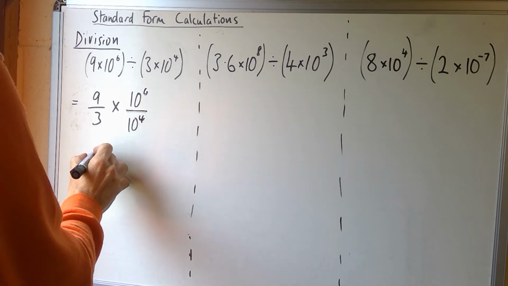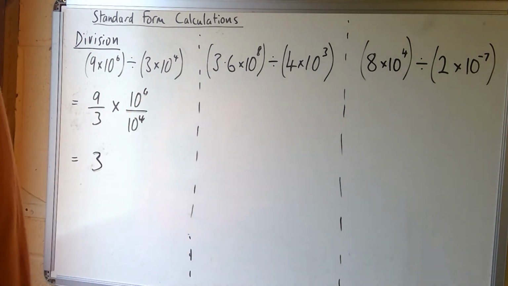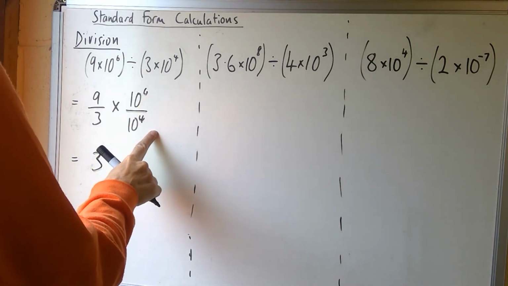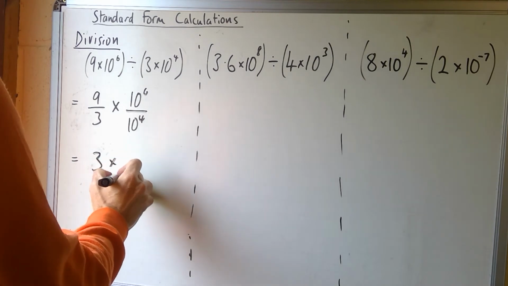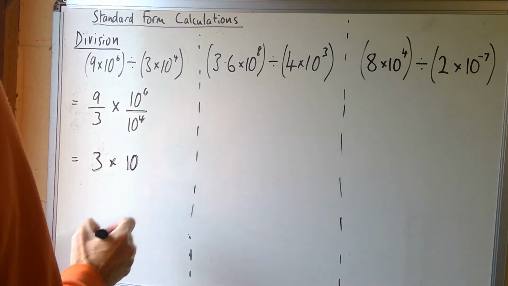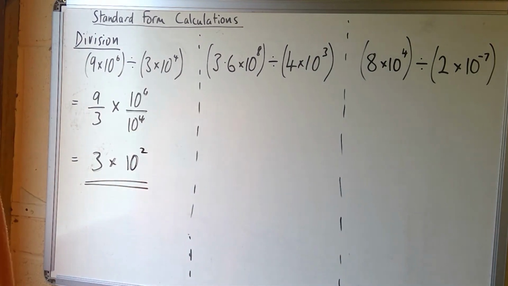Work out the number part first. 9 divided by 3 is 3. And when I divide by powers of the same base, I subtract the power. Remember that from our laws of indices. So that's going to be 3 times 10 to the power 2. And that number is in standard form.